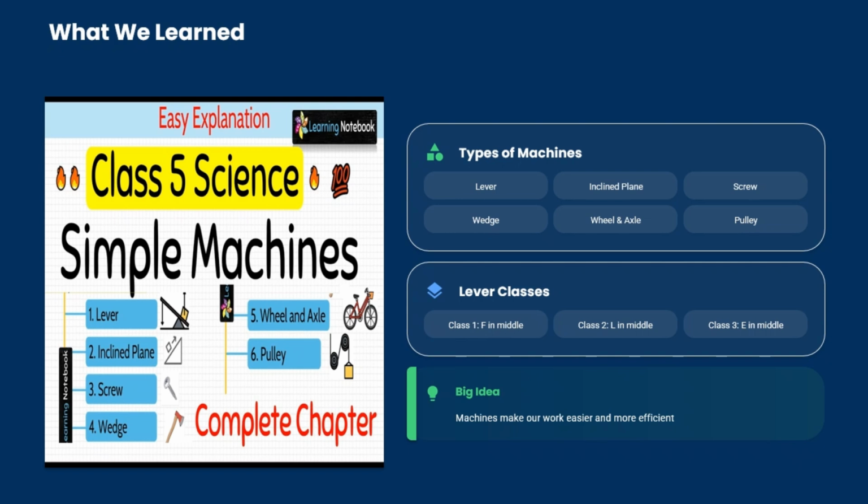Excellent work today, everyone. You've all become experts on machines. I encourage you to look around your own home and try to identify the 6 simple machines we discussed. See if you can find a lever in your kitchen or a pulley in your garage. Keep observing the world around you because it's full of amazing engineering.